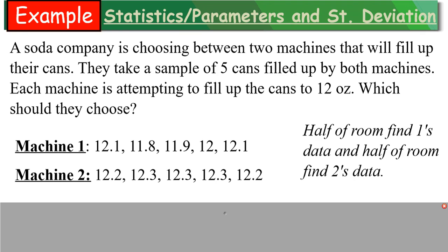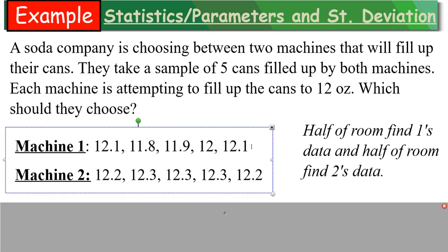One more scenario. Let's say a soda company is choosing between 2 machines that fill up their cans. They take a sample of 5 cans filled up by both machines. Each machine is attempting to fill the cans as nearly close to 12 as they can. Which should they choose? So machine 1: 12.1, 11.8, 11.9, 12, 12.1. You can see the data for yourself. In class, I would ask half the room to do machine 1 and half the room to do machine 2. I'm going to show you how you can use Desmos to actually get these values.